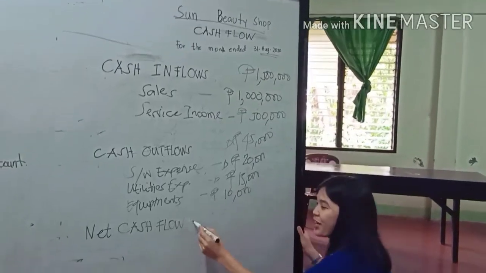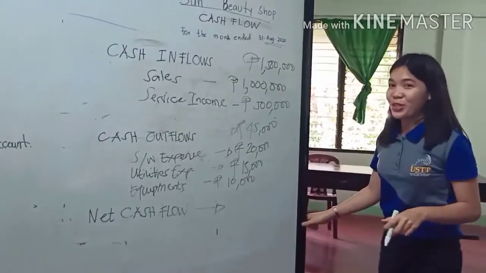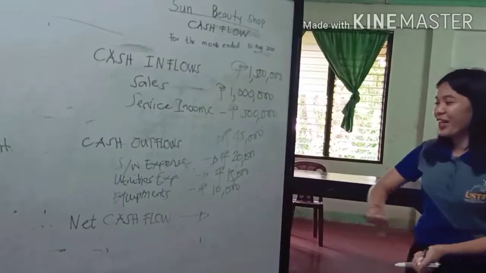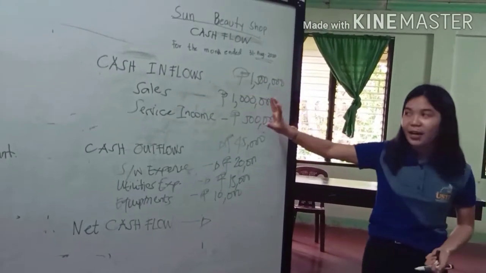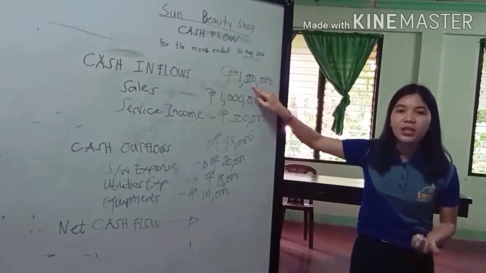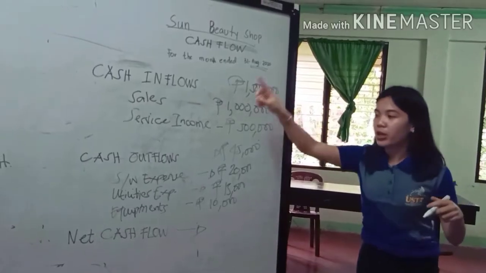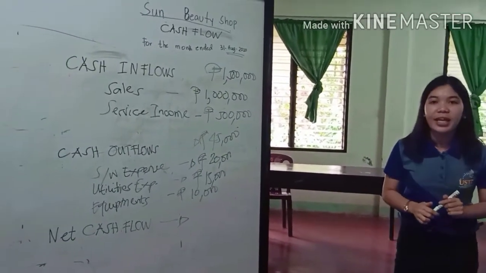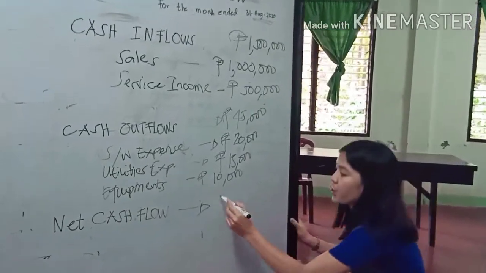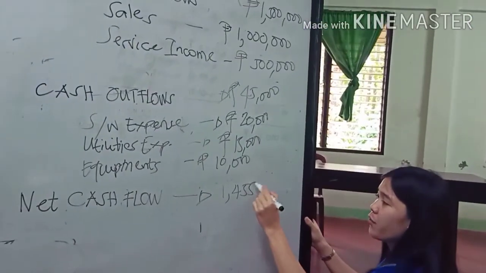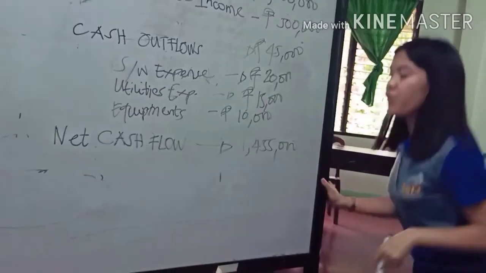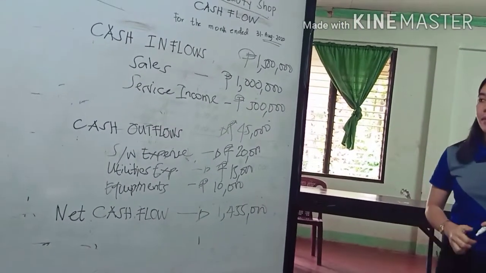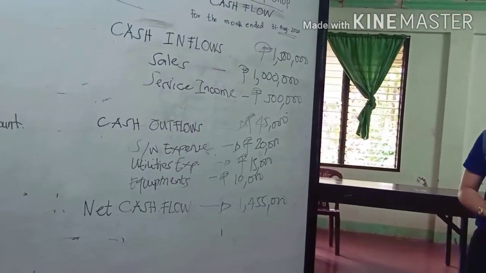Okay? For the net cash flow, sorry. Okay, for the net cash flow, you need only to subtract the inflows, 1,500,000, minus the outflows of 45,000. So you have your 1,455,000 in your business, if I am not mistaken.